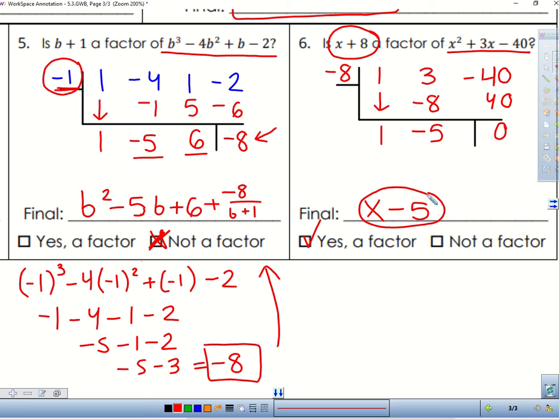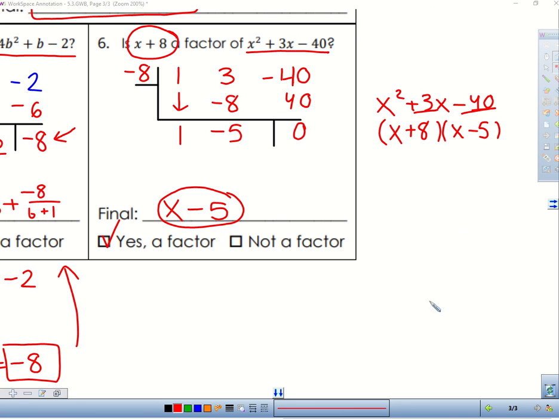Which one do you think is easier to do? Personally, if I'm actually trying to check, I always do synthetic division because I find people make fewer mistakes with it. When you have to do negative numbers to different powers, this is a big time that students make mistakes. So I think synthetic division is easier once you get the hang of it.